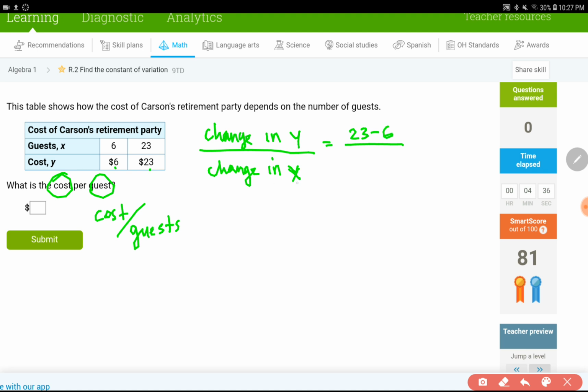For the number of guests, which means the change in x, it is the same. That's just a coincidence. 23 guests minus 6 guests. So for both the numerator and denominator, you are going to end up with the same number. 17 at the top, 17 in the bottom. When you divide a number by itself, you get 1. So $1 per guest. That would be our answer.